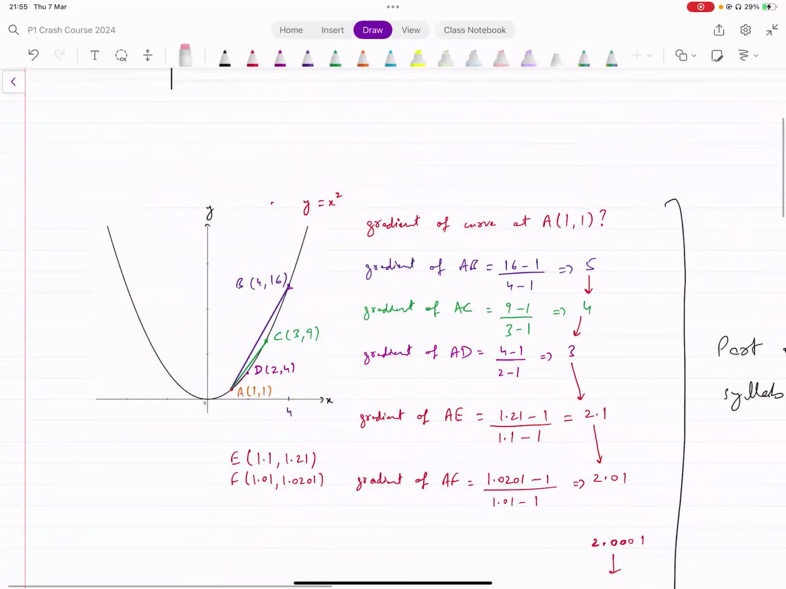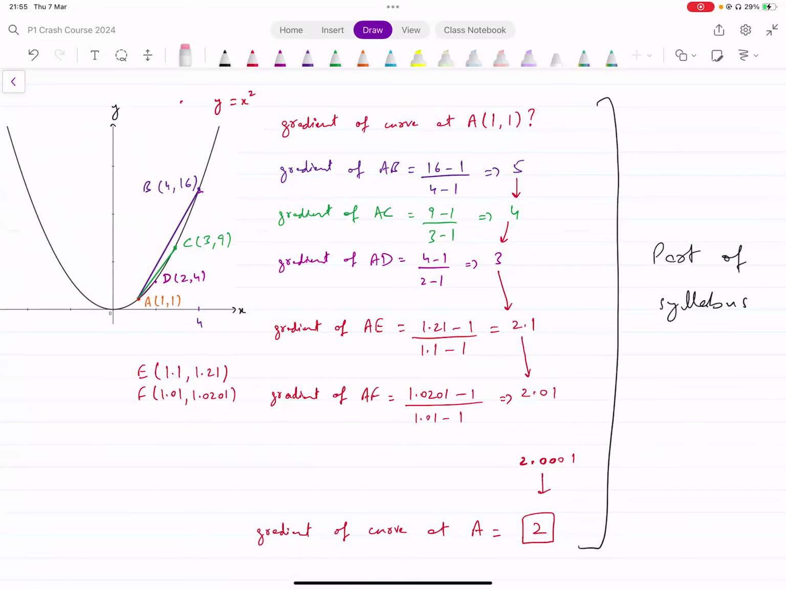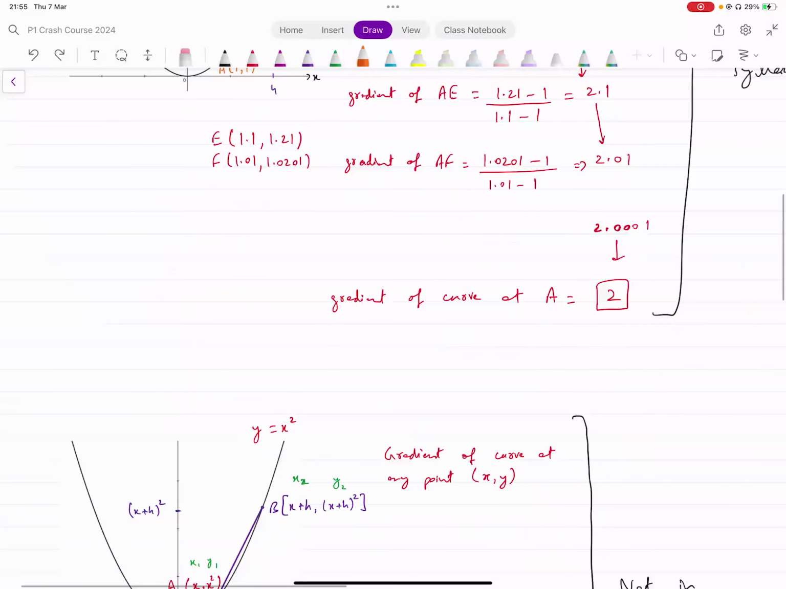However, this thing where we had to find the gradient at one particular point using these lines like this is something that you do need to know. You do get tested on this. So they will ask you to find these gradients and then use that pattern to estimate this value like this. So this is a process that you do need to know.